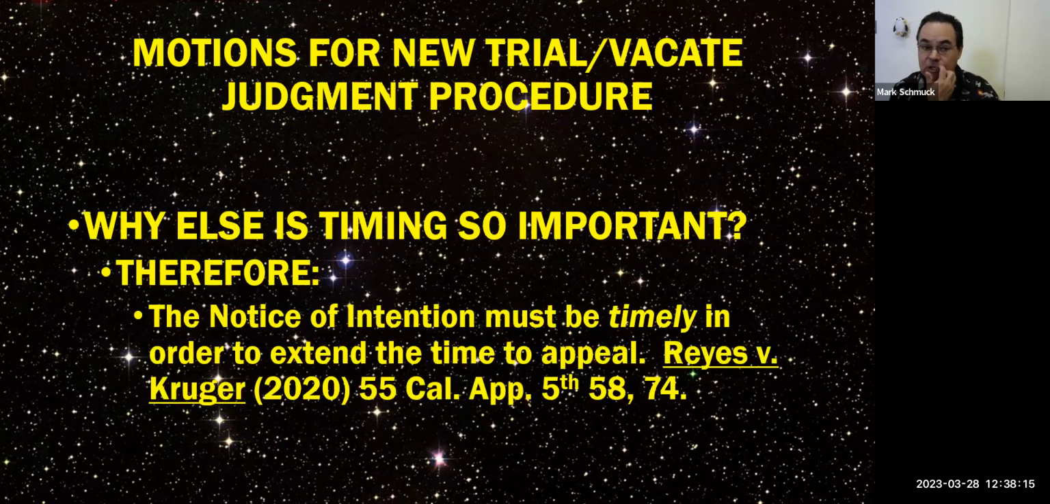Finally, when we come to these timing issues, the notice of intention must be filed timely in order to extend the time to appeal. So therefore, if there's a dispute over whether or not the notice of intention was timely filed, and the court does not rule on that issue until after the regular appeal deadline expires, which often happens, you will lose the right to appeal because you have blown the deadline to file a notice of intention. So again, timing is everything when we're talking about these post-trial motions.